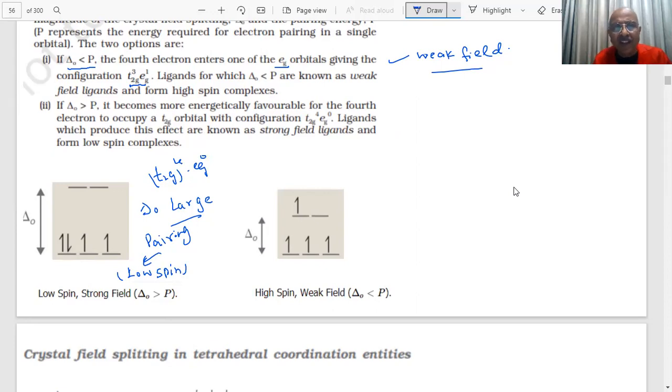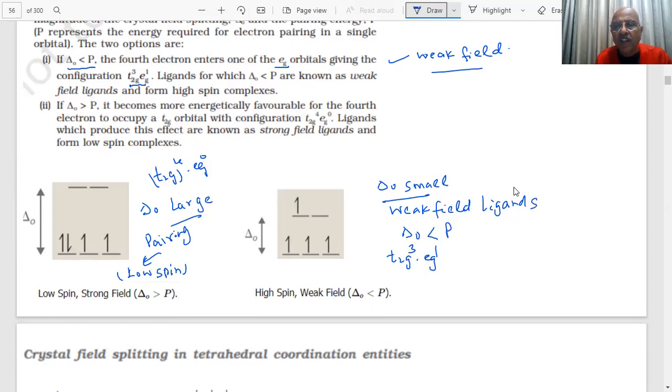In this case, students, when is delta O small? In the case of a weak field ligand. When a weak field ligand is there, what will happen? Delta O is smaller than the pairing energy. Then you will see the configuration is t2g3 eg1. So this will happen for weak field ligands.